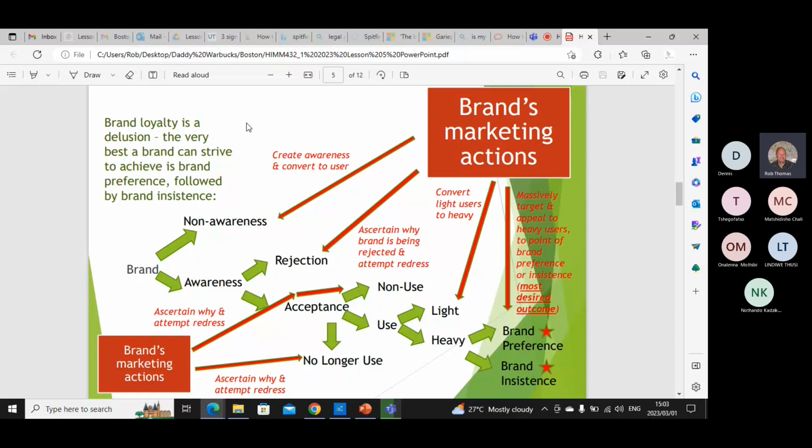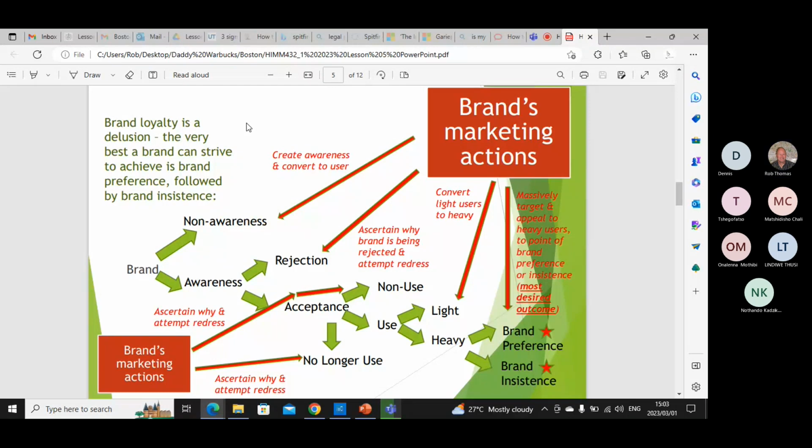Okay, then you can see in the middle, guys, you have use. So do you have a light user or do you have a heavy user? If you have a light user, your marketing action is to convert the light user to a heavy user, if you can. If you say, well, why are you a light user?